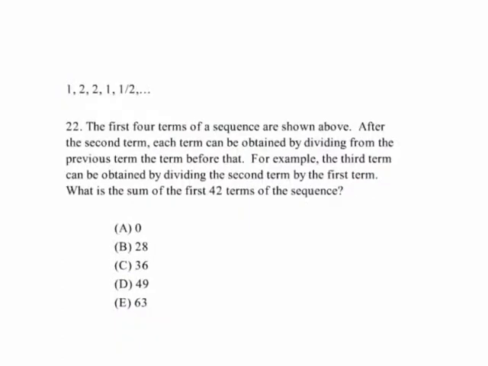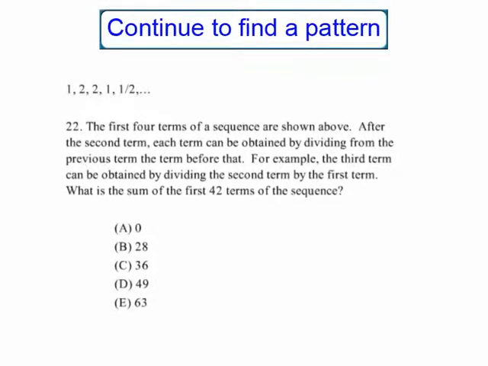Now, this is a sequence problem, and the key to this is to find a pattern that will repeat. Then you're going to apply that repeating pattern to the number of terms that we're looking for in the sequence. And the tip-off is always going to be, they're looking for some number way on down the line, like 42, 54, something like that. So that tells you there has to be a repeating pattern.